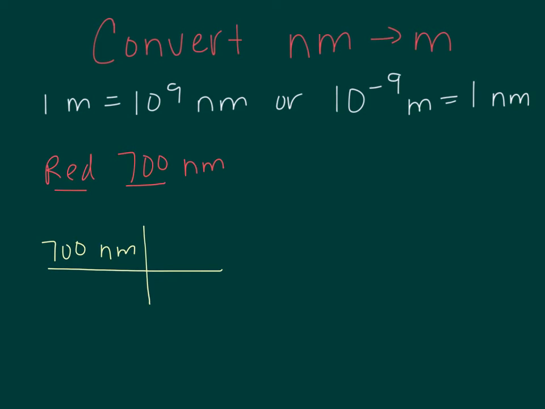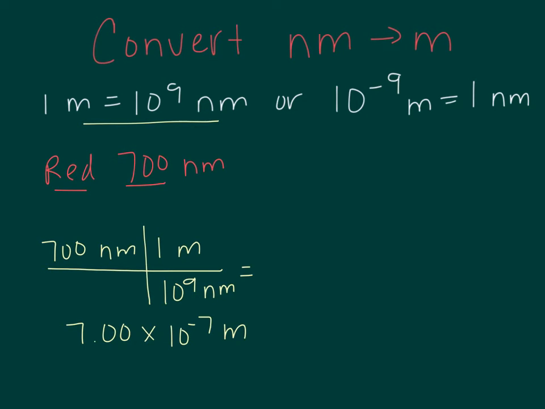First, write your given in that first box there. Using this conversion factor up here, 1 meter is equal to 10 to the 9th nanometers. Remember, when we're setting up these little equations, we're going to take 700 nanometers and divide it by 10 to the 9th. Once you do your calculation, you should come up with 7.00 times 10 to the negative 7th meters.